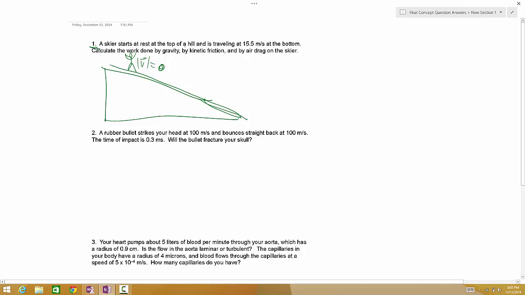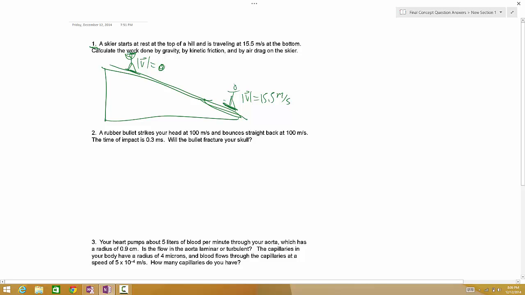And then the skier is traveling at 15.5 meters per second at the bottom. So I guess the skier has skied down the hill and is now moving downward down here. Here's our skier, and the velocity, at least the magnitude of it, is going to be 15.5 meters per second. And what do we need to do? We need to calculate the work.